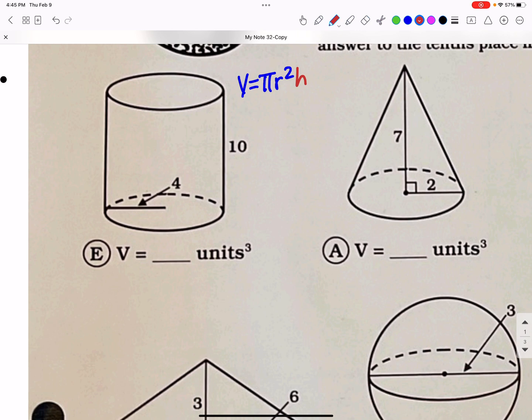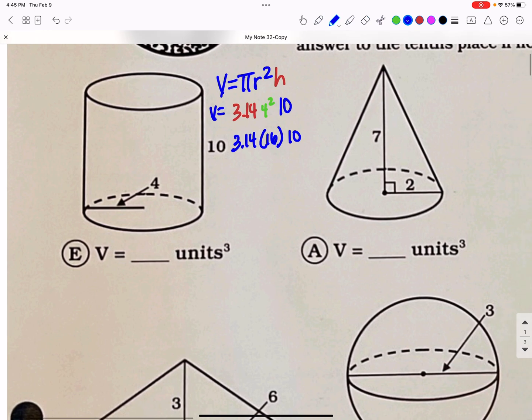Okay, so we're gonna go 3.14 times 4 to the second power times 10. That's our volume. So 3.14 times 16 times 10 equals 502.4. Volume equals 502.4 units cubed.